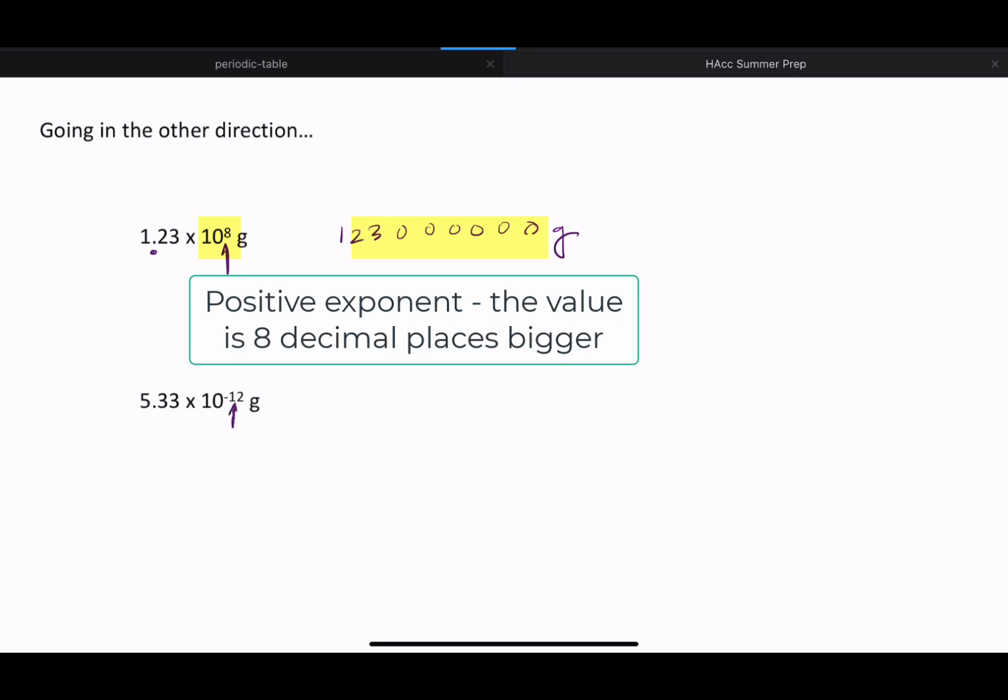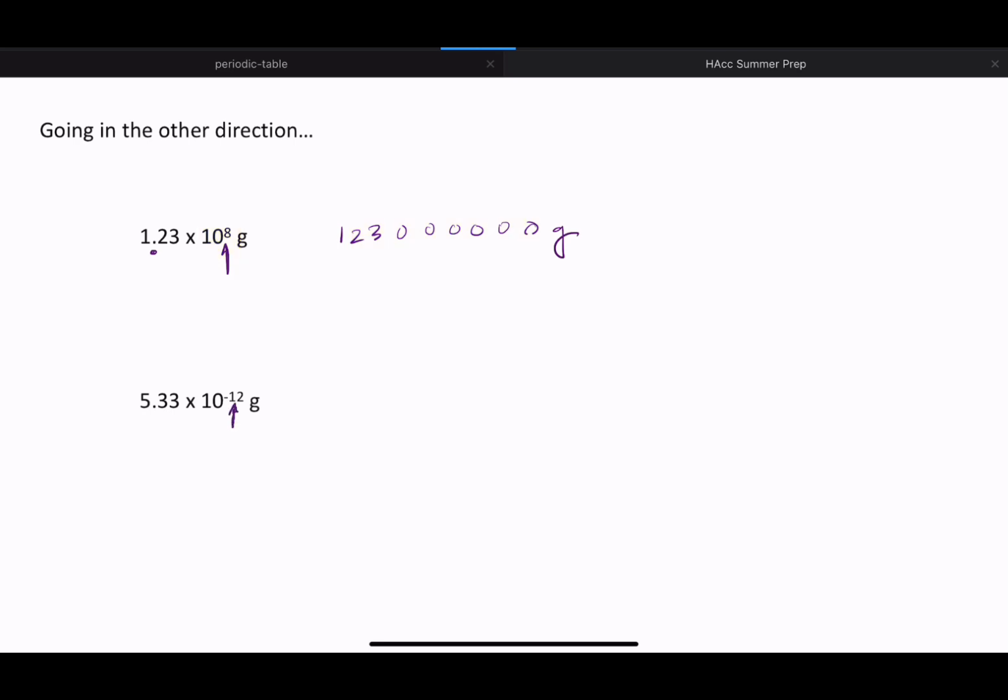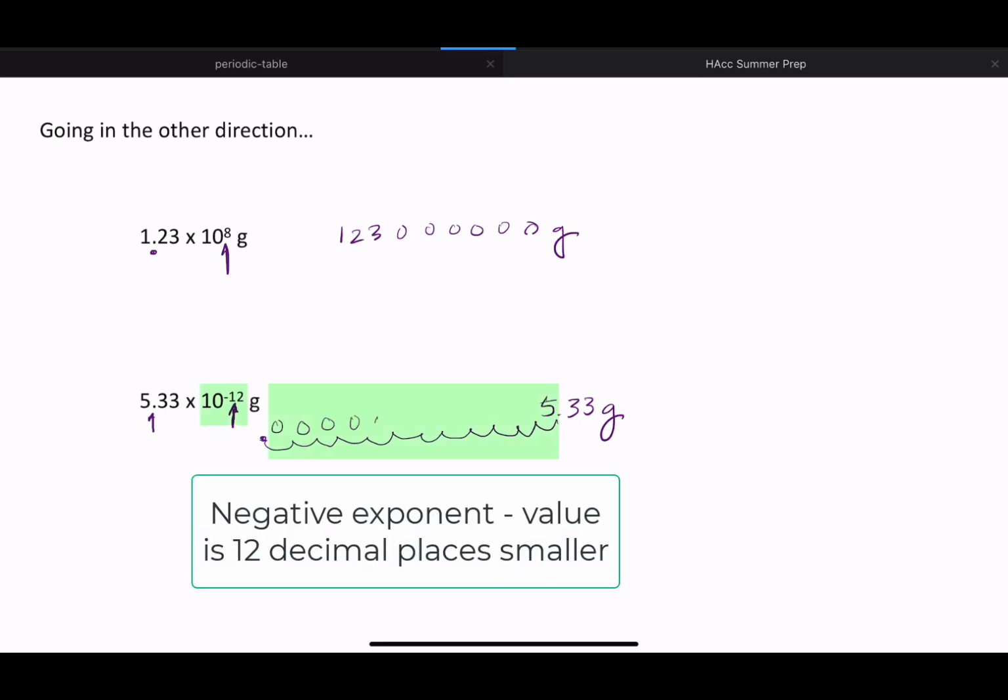Here, this says negative 12. Negative 12 from here. So again, negative means smaller, so we're going to go 12 places smaller. So we have 5.33 grams, and we have to go 12 places smaller: 1, 2, 3, 4, 5, 6, 7, 8, 9, 10, 11, 12. And then we would fill those in with zeros.